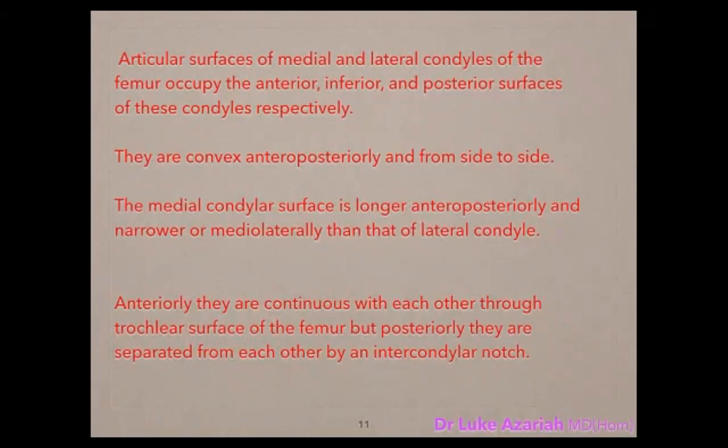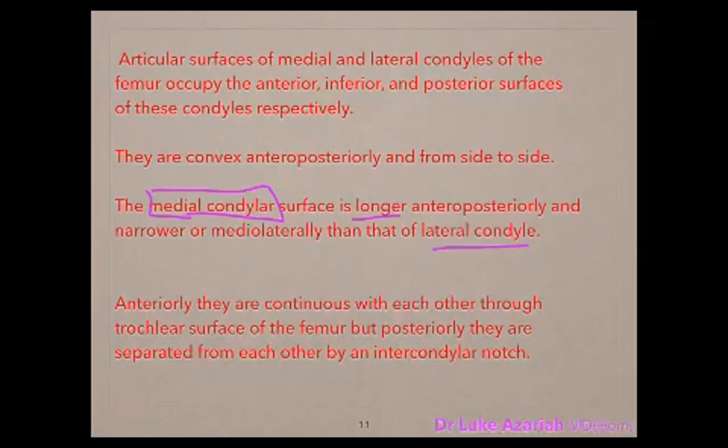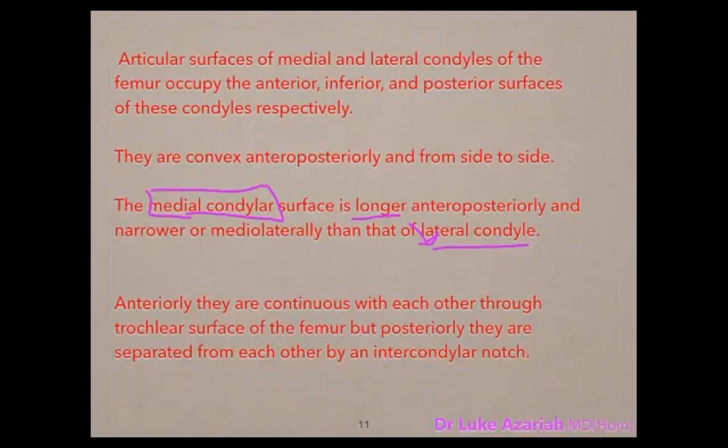Medial condylar surface is longer. Remember this. Medial condylar surface is longer anteroposteriorly and narrower mediolaterally than the lateral condyle. Anteriorly, they are continuous with each other through trochlear surface of the femur, but posteriorly they are separated by the intercondylar notch.